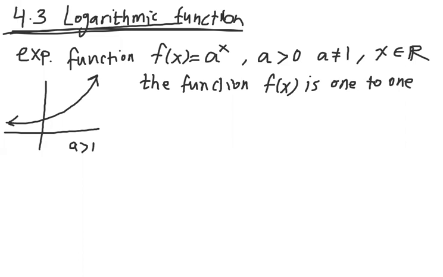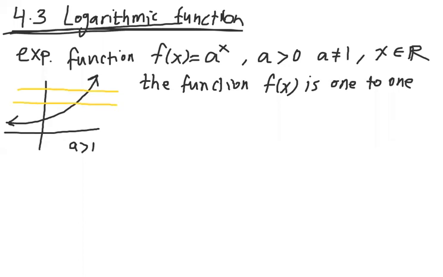Who would give me the answer? Why is the function of x in the graph one-to-one? Because by using the horizontal line test. Thank you, Taylor. Yes, by using the horizontal line test.